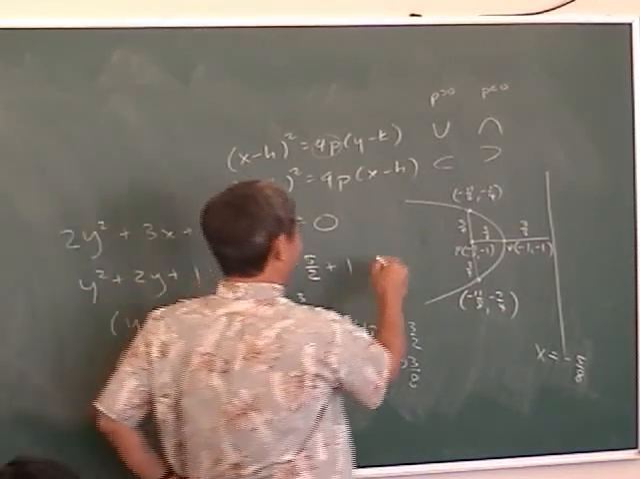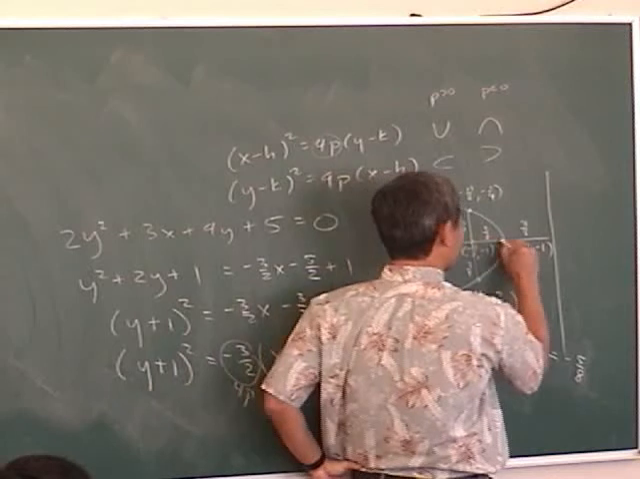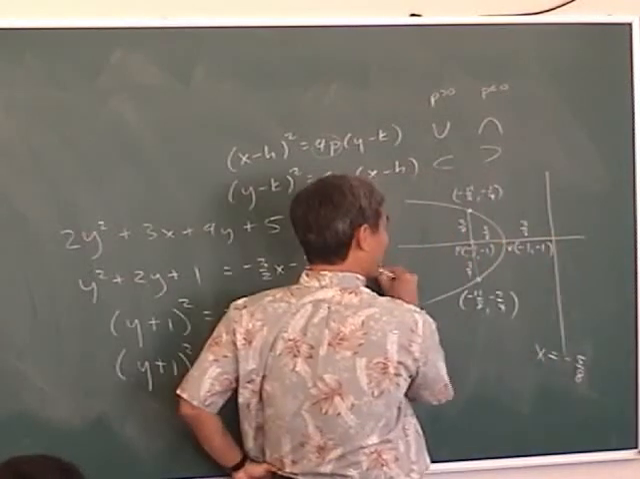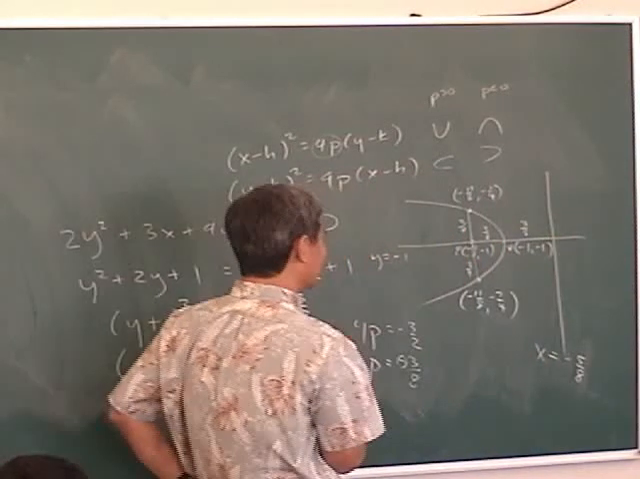I guess if you want to do the axis of symmetry just for funsies, what's the equation of this axis of symmetry? y equals -1. Ah, that's so banal.